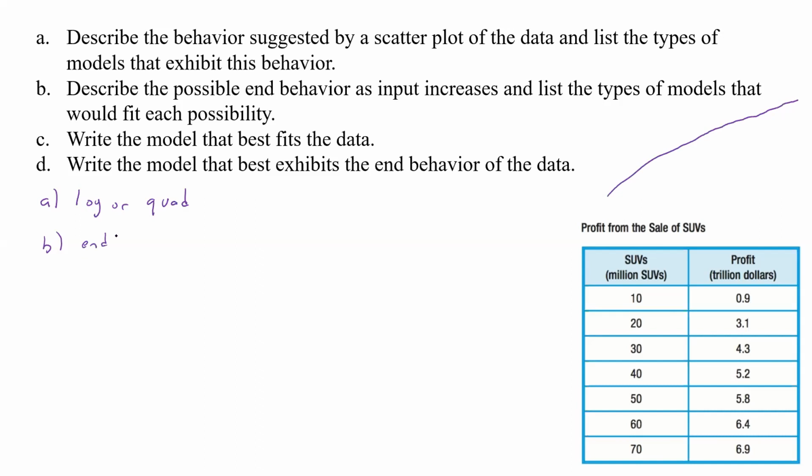So end behavior seems to increase without bound. Now again, that means we have to keep selling more and more SUVs, which we have to assume, and because of that, our profit in trillions of dollars is going to keep going up and up and up. Okay, now write the model that best fits the data. Because end behavior seems to increase without bound, it's going to be some kind of log model. So let's do a log.